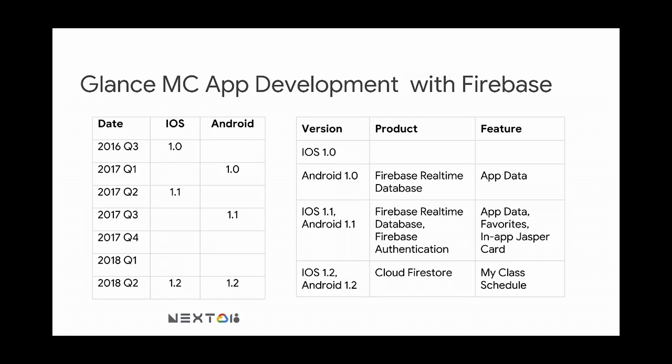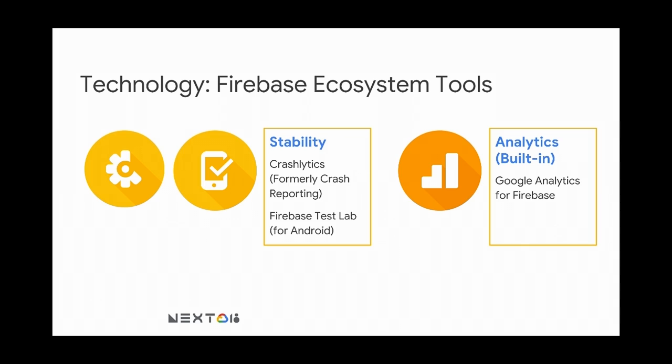Part of the features we used were the Realtime Database for basic app data, authentication for the Jasper card and also for favorites, and Cloud Firestore for the course schedule. There's a bunch of other ecosystem tools in Firebase for stability. We have Crash Analytics, crash reporting, and they also have Firebase Test Lab, which we used. It also has built-in analytics, Google Analytics for Firebase.